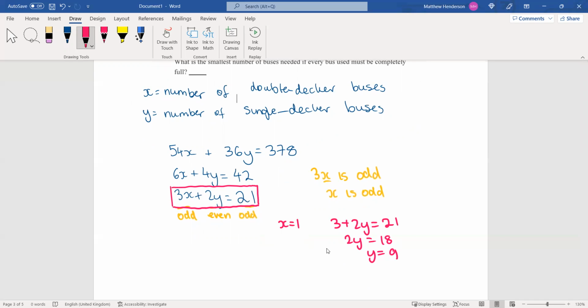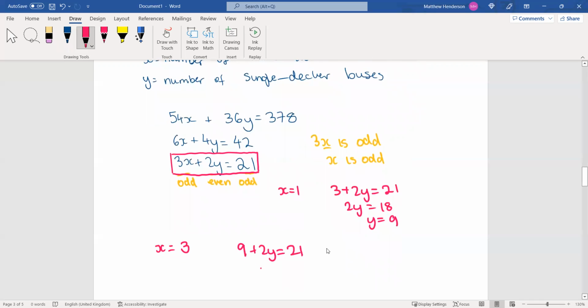Using our coefficients, I can increase my X by the Y coefficient. So my next solution is X equals 3. Of course, this makes sense as it's the next odd multiple that we were going to try anyway. And then we can substitute. That gives us 3X is 9 plus 2Y equals 21. And therefore 2Y equals 12. And Y is equal to 6. Of course, we could have just subtracted the X coefficient.